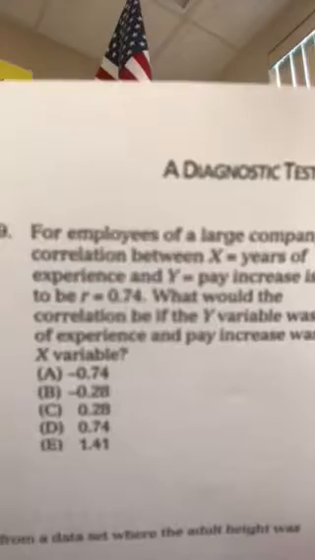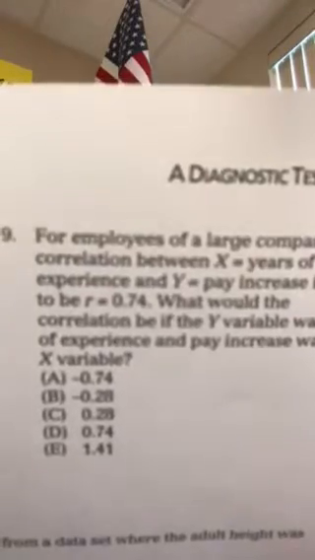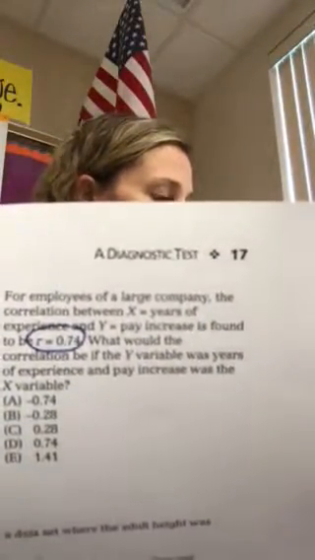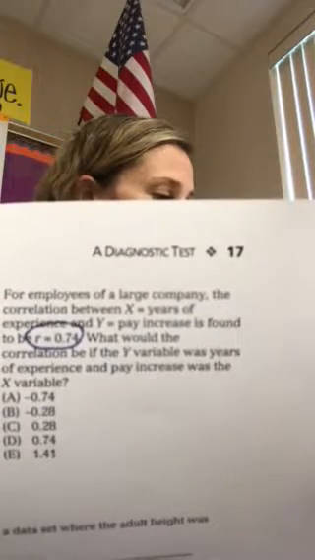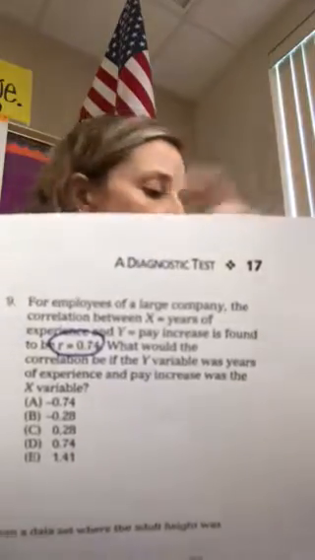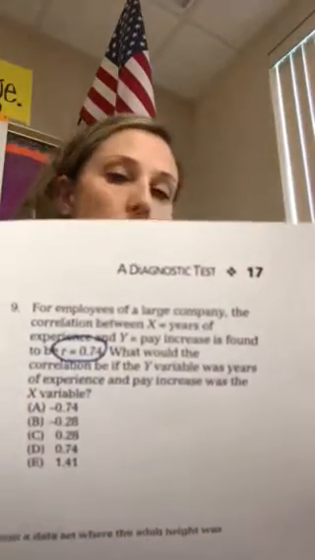For employees of a large company, the correlation between X and Y is found to be R equal 0.74. So I'm just going to circle that. That's the first thing I'm going to do. The correlation between X and Y is R 0.74. So it looks like a positive correlation between those two values. What would be the correlation if Y was X and X was Y? So it appears as if they're flipping what X and Y would be.